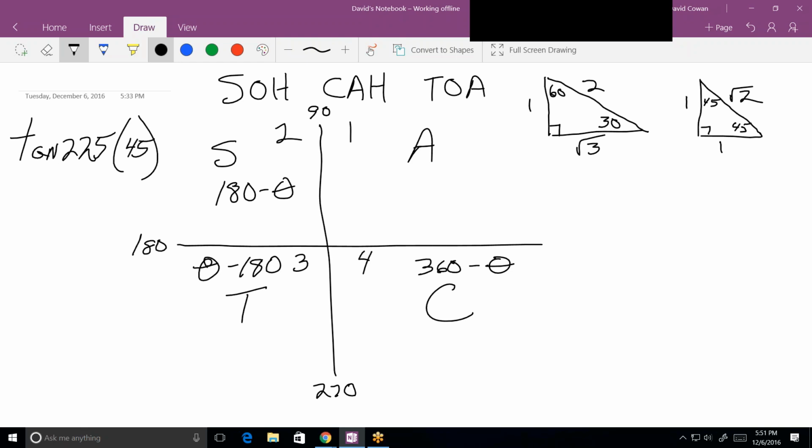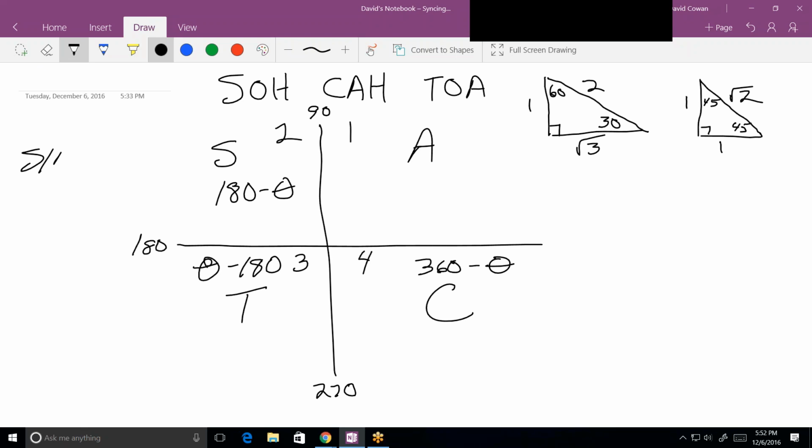And we know what the tan of 45 is. What is it? 1/1. And now, what's the plus or minus sign for tangent in the third quadrant? It's positive. There you go. You just figured out the tangent of 225 all on your own. Now I'm going to give you a bunch to test you.